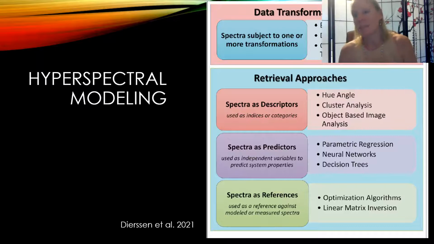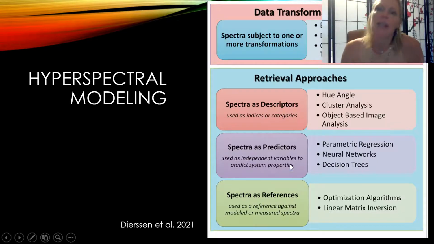And these are just some examples of how we take a hyperspectral signal, say from a satellite, and do all sorts of data transformations. And then we use the spectra in many different ways. We can use them as descriptors, like the hue, that can do clusters and object-based images. We use the spectra as predictors, and we put them into regressions to understand certain properties. You might have seen our chlorophyll algorithms in the oceans.